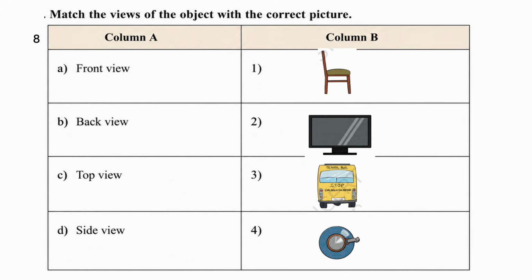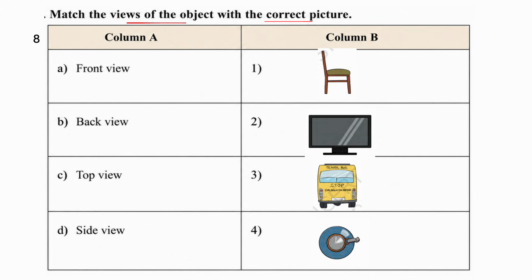Match the views of the object with the correct picture. In column A, some views are given. We have front view, back view, top view, side view. And in column B, some pictures are given. We have to match the objects with the views.